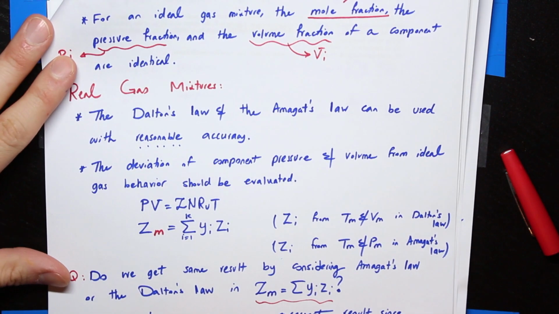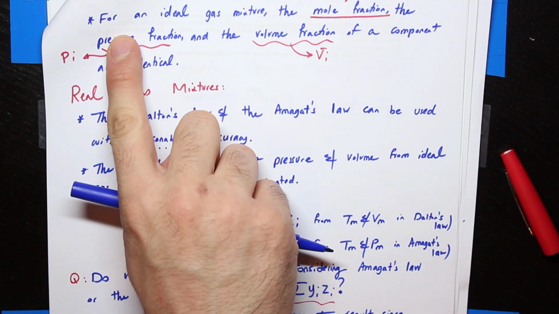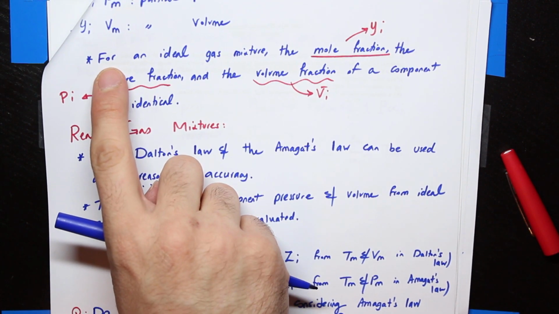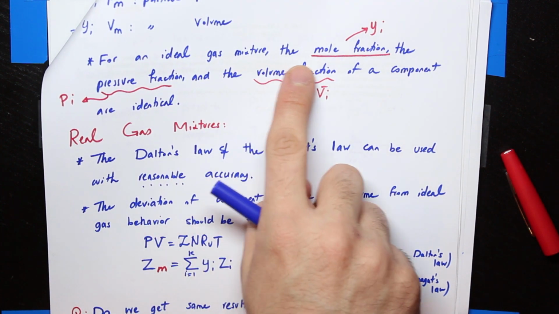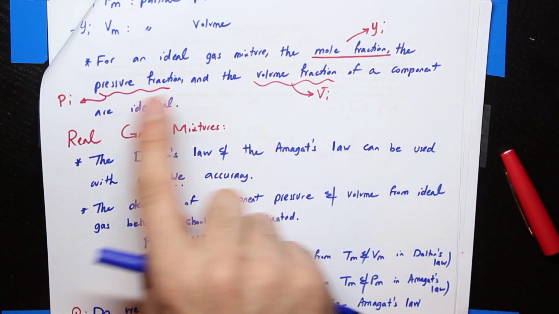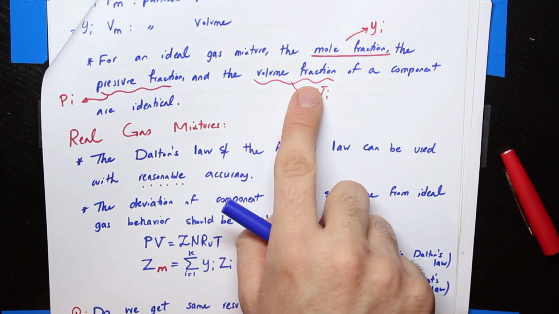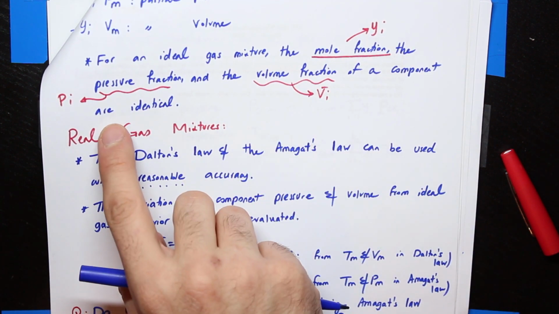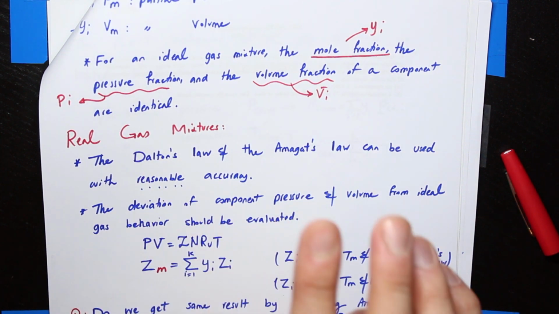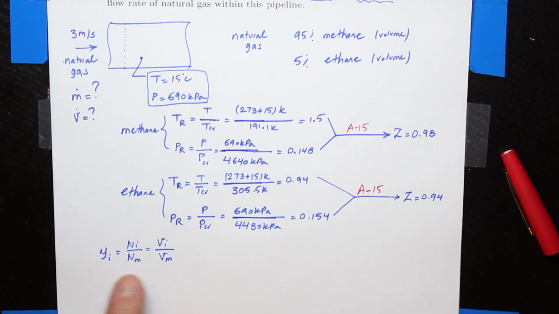So if you go to your notes, this is where we were discussing that. So we said for an ideal gas mixture, the mole fraction, which is yi, the pressure fraction, which is Pi, and the volume fraction, which is Vi, of a component are identical. So this is exactly what I'm doing here. yi is equal to the volume fraction, and yi itself is the mole fraction.